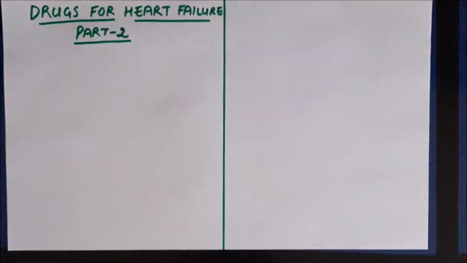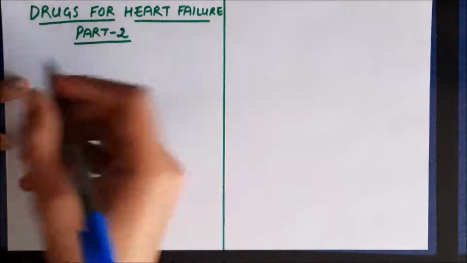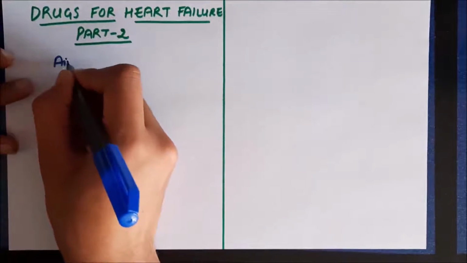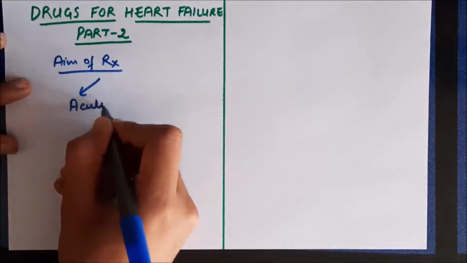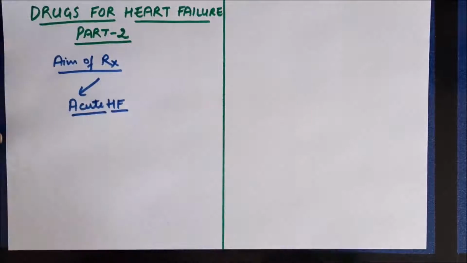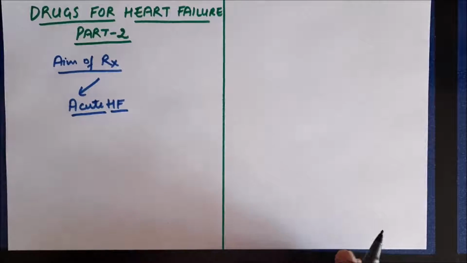In the last section we discussed the pathophysiology of heart failure. So in this section we are going to discuss drugs which can be used for the treatment of heart failure. For the treatment of heart failure, first of all we should know whether it is acute heart failure or chronic heart failure. There are different aims in the treatment of these heart failures.